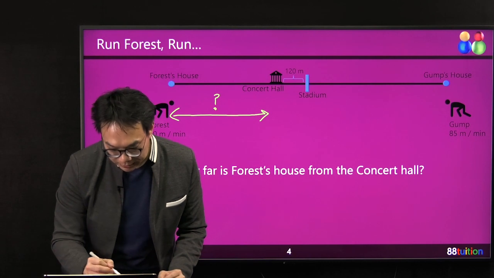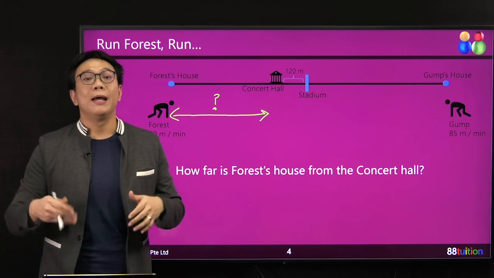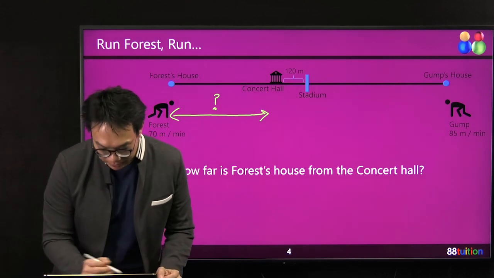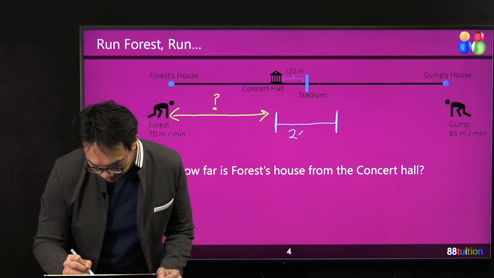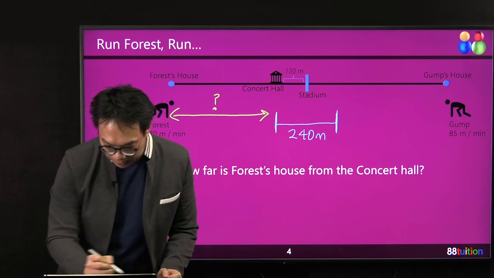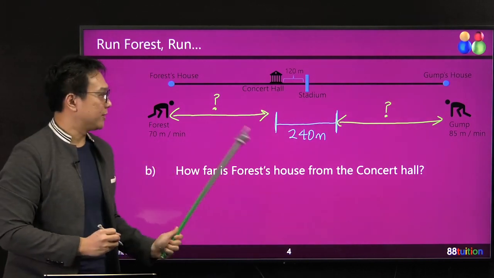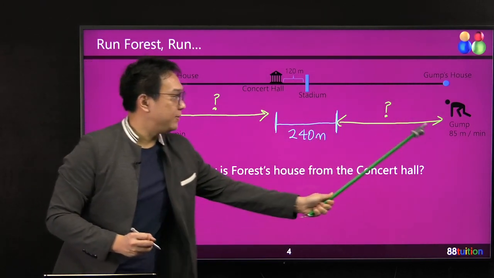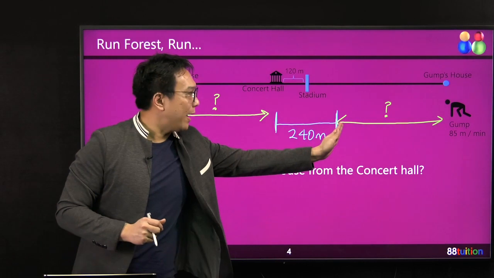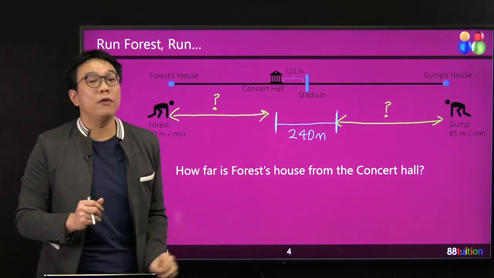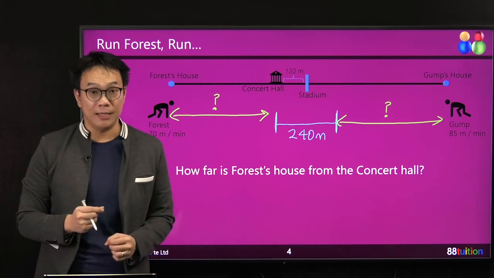So what's the distance here? We know that our dear Gum is running the extra 240 meters here. If he doesn't run the extra, what happens? He will be the same as Forrest. Can you see that? He will have the same distance as Forrest if they run at the same speed. But no, Gum managed to run an extra 240 meters because of his additional 15 meters per minute faster than Forrest.